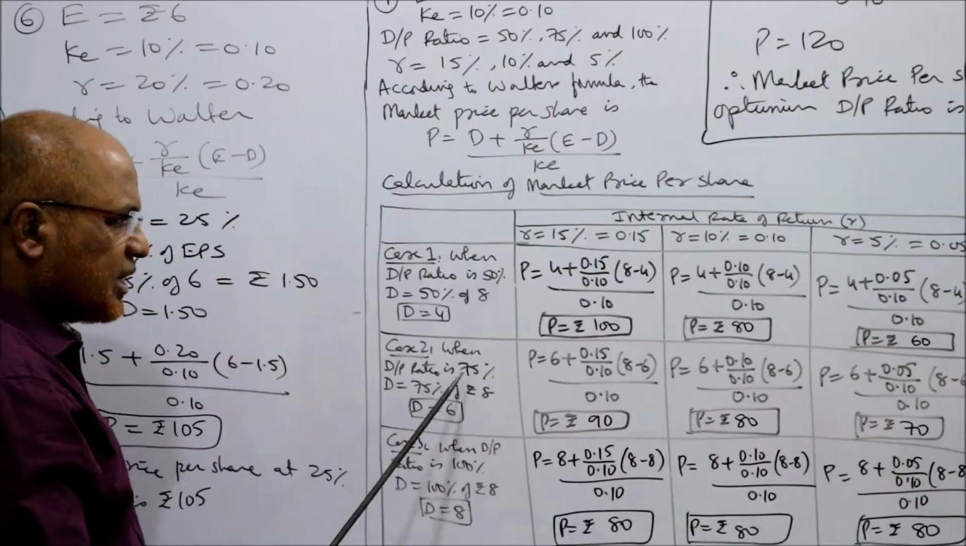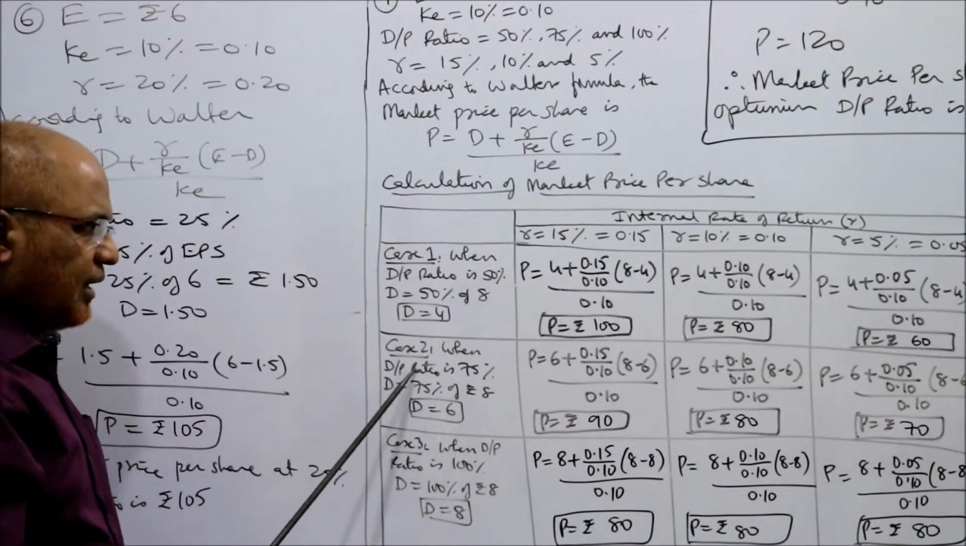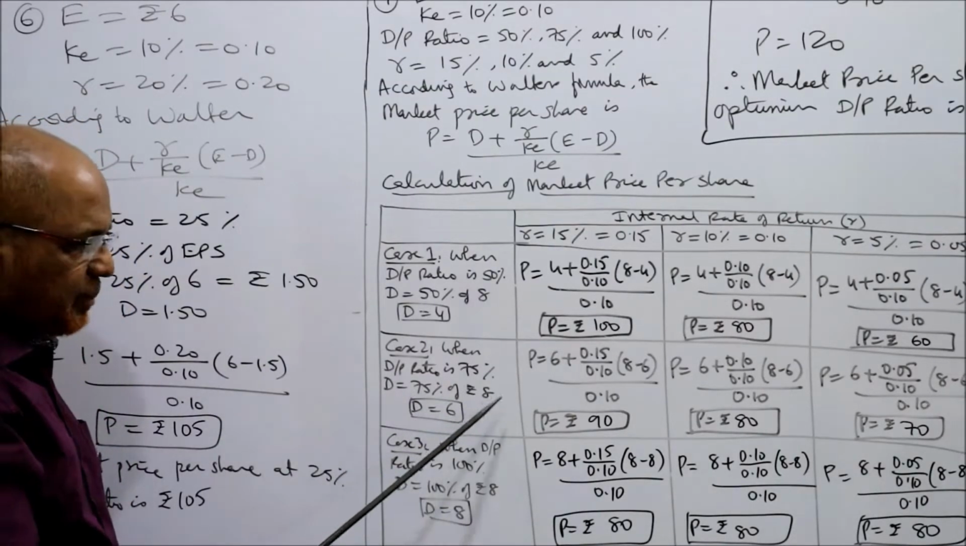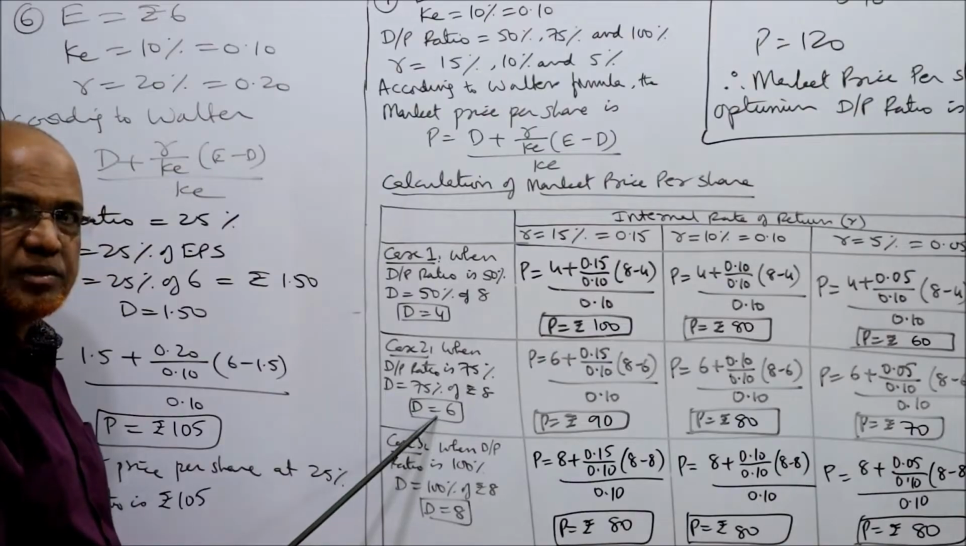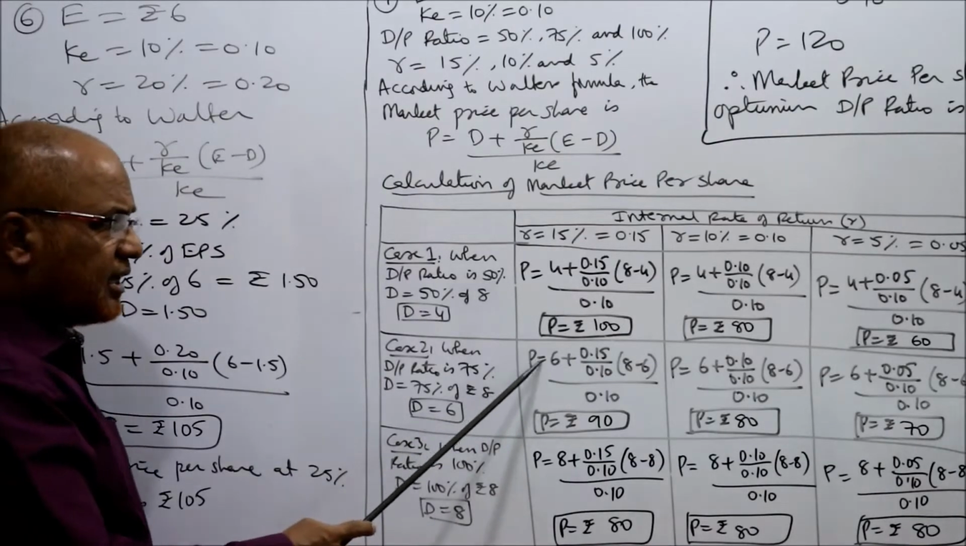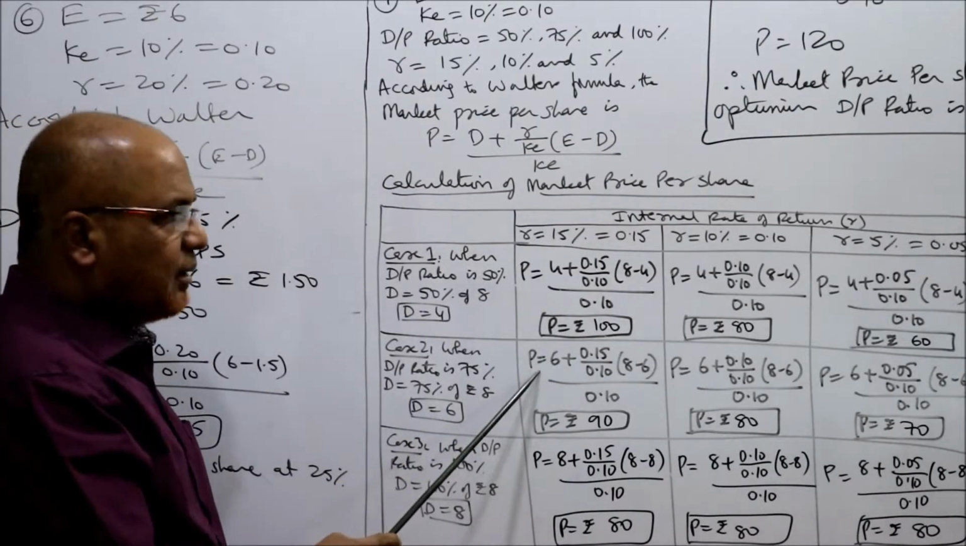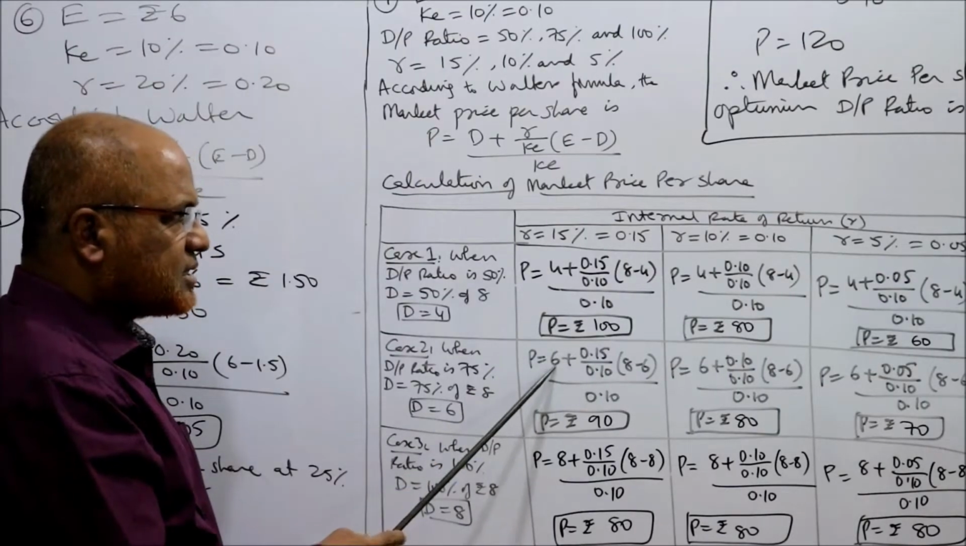अब DP ratio को change कर देंगे 75%. When DP ratio is 75%, 75% of 8 rupees, 6 rupees. Now D की जगह पर 6 ले लेंगे. In place of D, I am writing now 6.